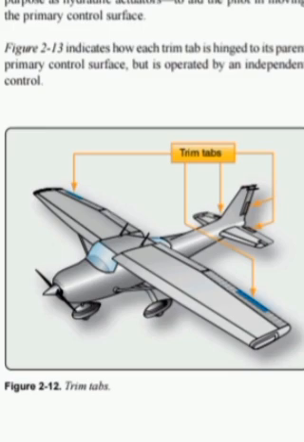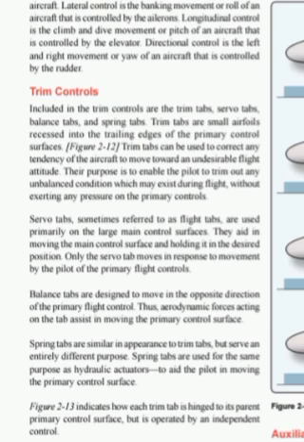Figure 212. Trim tabs can be used to correct any tendency of the aircraft to move toward an undesirable flight attitude. Their purpose is to enable the pilot to trim out any unbalanced condition which may exist during flight, without exerting any pressure on the primary controls.